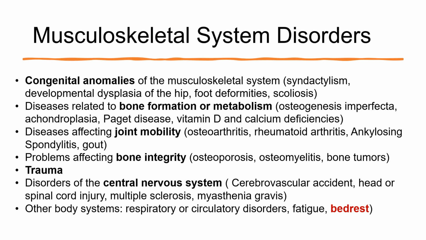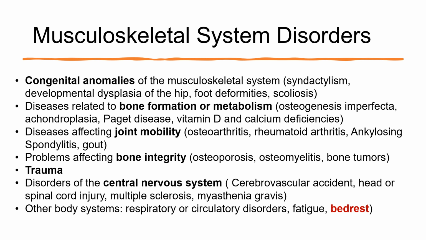So this slide goes over musculoskeletal system disorders. Diseases and abnormalities in any body system can negatively influence body alignment, balance, coordination, and joint mobility. For example, congenital anomalies, so things that we're born with, can cause issues with our musculoskeletal system. One example would be scoliosis. That is a deformity of the spine that will definitely affect possibly our gait, our balance, our mobility.